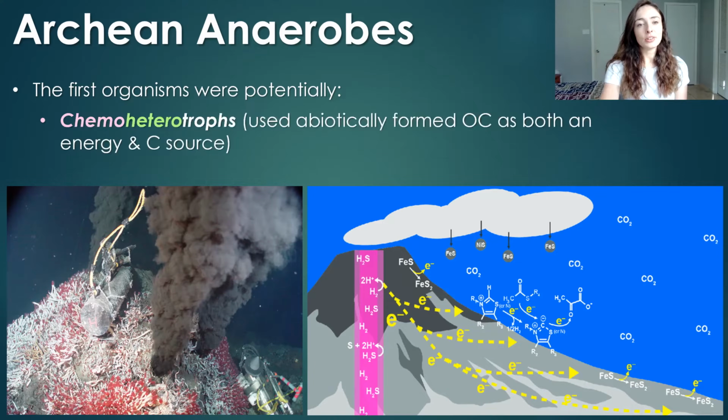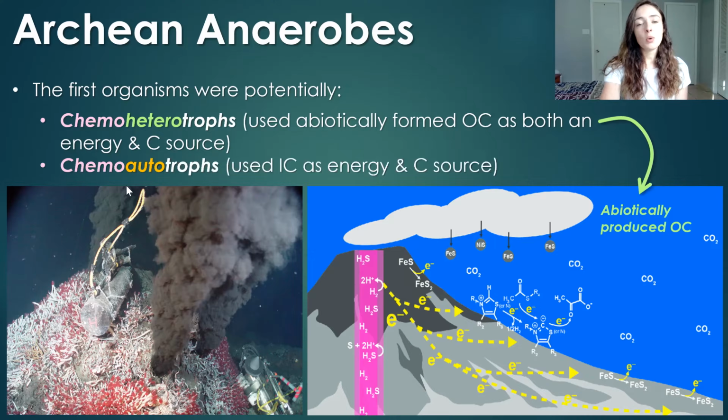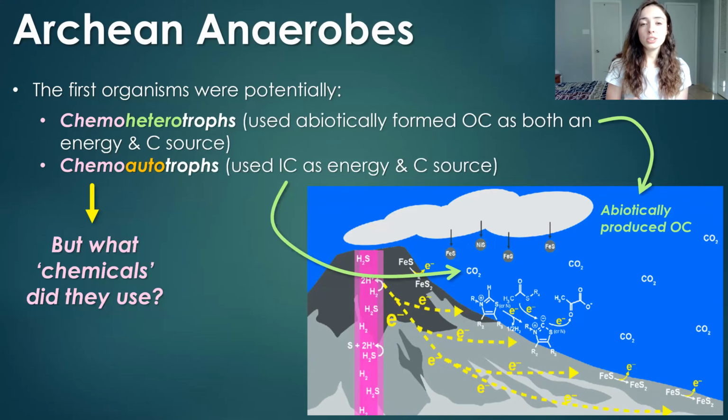The first organisms on Earth were potentially chemoheterotrophs that used abiotically produced organic carbon to do their metabolism, or chemoautotrophs that used inorganic carbon and were able to convert it to organic carbon. In any case, they used some sort of chemicals, that's why they're chemo, auto, or heterotrophs, to do their metabolism. They took up some sort of chemical, and in combination with one of these carbon sources, were able to gain energy from a metabolic process that used these compounds.